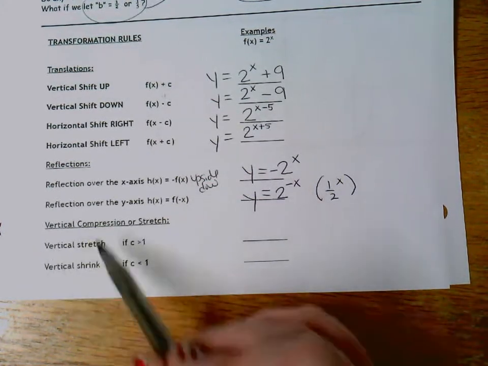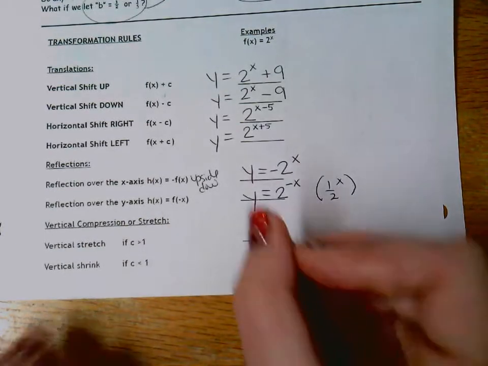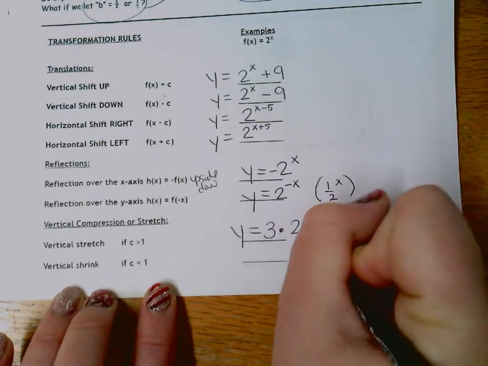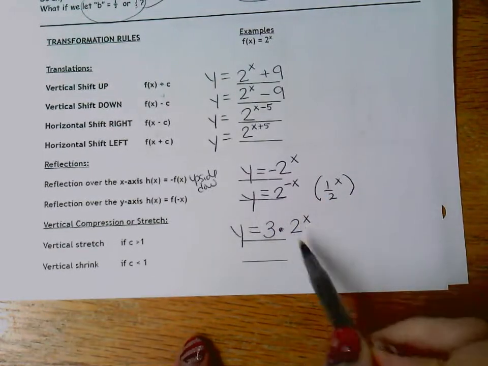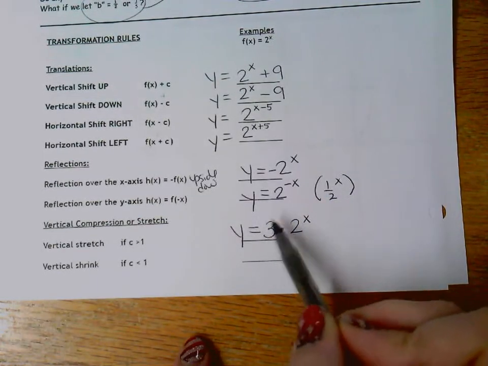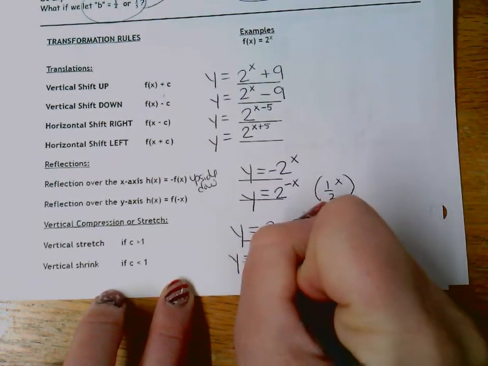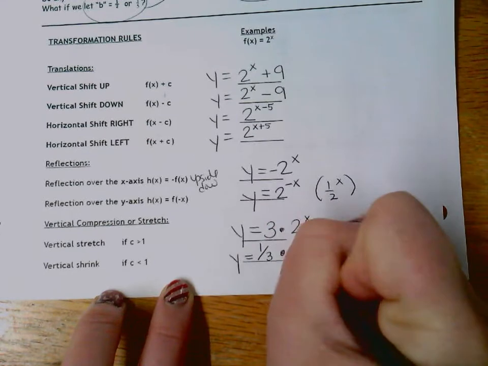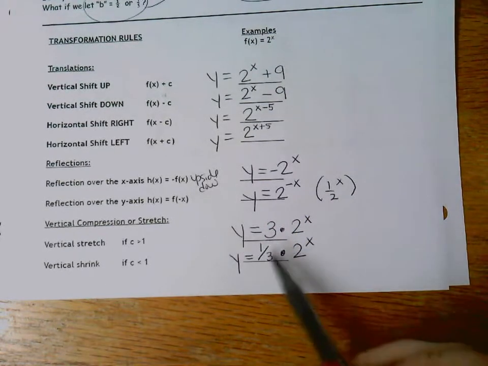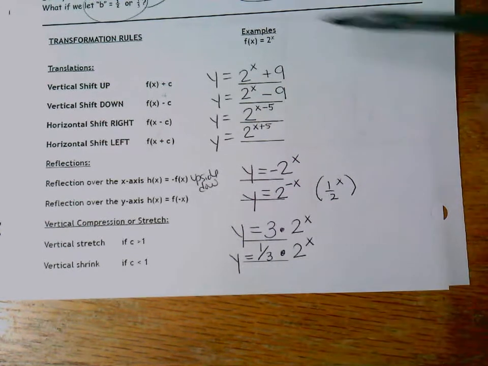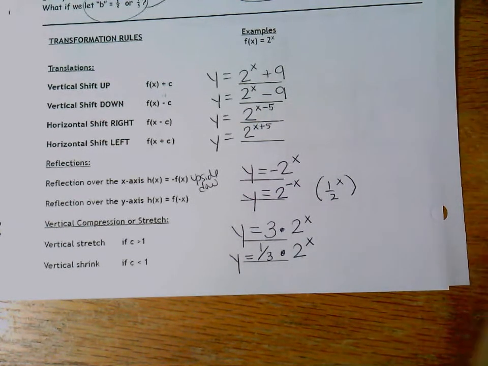A vertical stretch and shrink. So I could actually increase the steepness of my graph by multiplying out front here by a different number. And I could decrease the steepness of my graph by using a fraction. So there's a stretch or a shrink, and we're going to look more at this part next time, but we're going to look at these transformation rules a little bit more today.